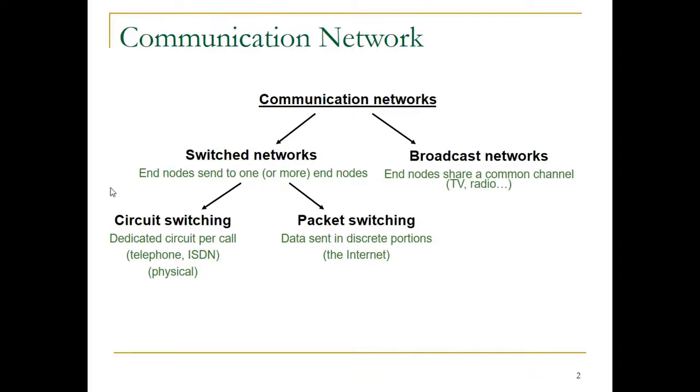So, the two communication networks are switched networks and broadcast networks. In a switched network, end nodes send to one or more end nodes. You're looking at an end node or device sending messages to one or multiple devices, or in other words, either requesting or sending. It can also be requesting messages from multiple sources. Keep that in mind.